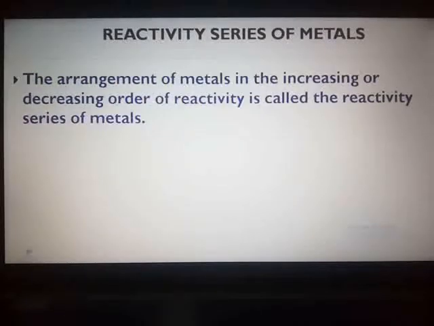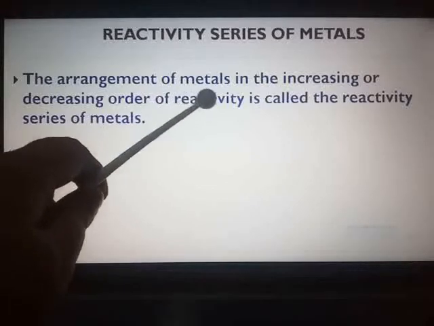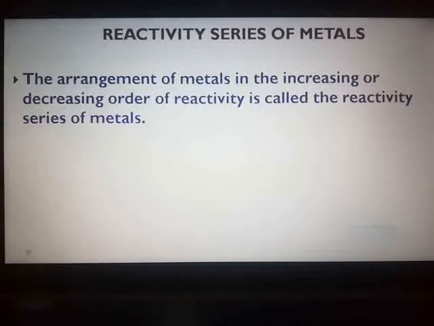So you can see over here, what do you mean by this reactivity series? The definition here is: the arrangement of metals in the increasing or decreasing order of reactivity is called the reactivity series of metals. If you are showing it in the decreasing order, then the higher reactive metal will come on the top and then it will go on decreasing. If you are showing it in the increasing order, then the metal with the lower reactivity will come on the top and then it will be shown in the increasing manner. So that arrangement is known as reactivity series.